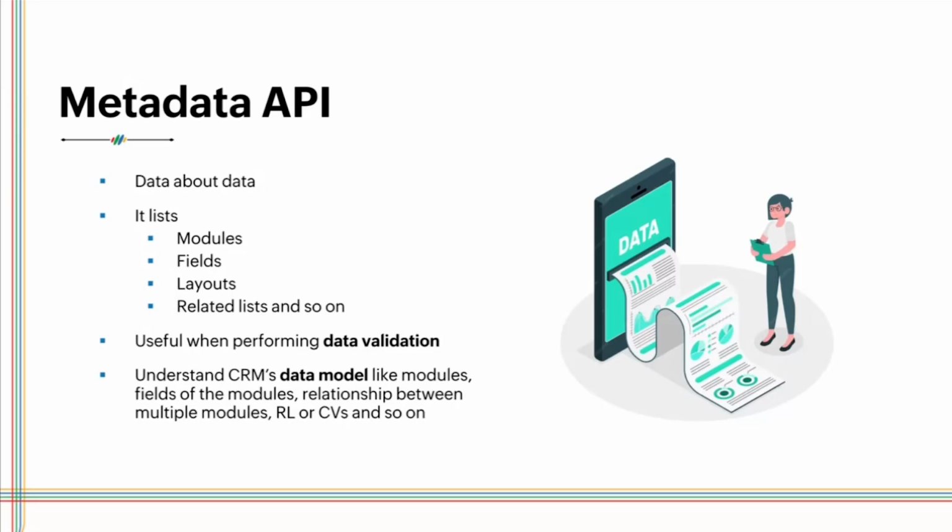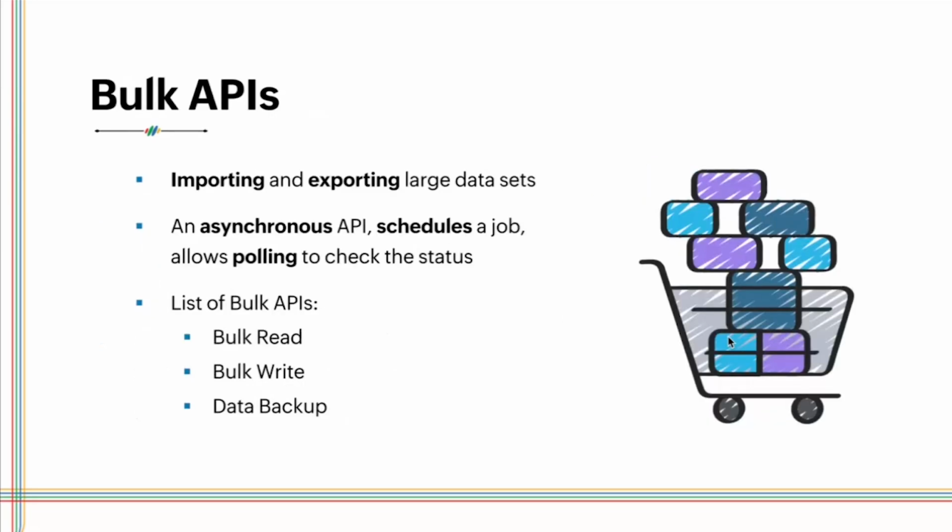Coming to bulk APIs. Now we talked about record APIs. So record APIs allow you to get 200 records per API call or insert 100 records per API call. Now let's say you want to import data from another third-party application into CRM, or you want to export your CRM data to another application. Then here we are looking at potentially hundreds of thousands of records. So the records API cannot be used. So in this case, you'll be using the bulk APIs.